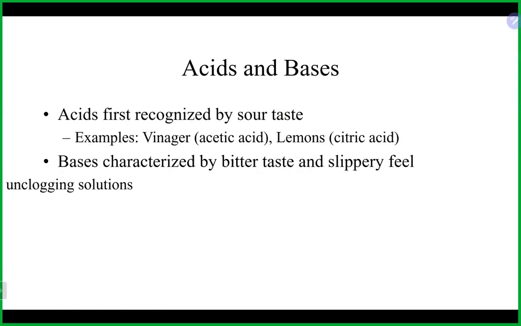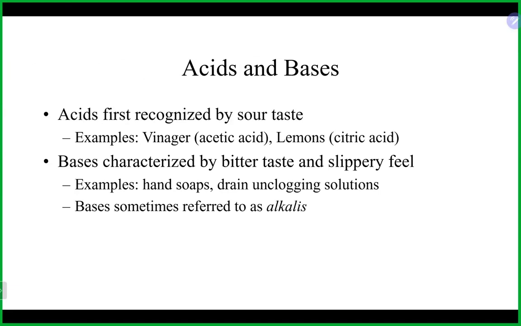Acids and bases were first recognized by properties. For example, acids typically have a sour taste. There are acids in common things, obviously, like vinegar, which is acetic acid, and lemons, which have citric acid. Bases are characterized by a bitter taste and they feel very slippery. For example, hand soaps and drain unclogging solutions like Drano are bases. You obviously don't want to taste either of these things in the lab for sure. Bases are also referred to as alkalis, and if something is basic, it is referred to as alkaline, which really means basic.